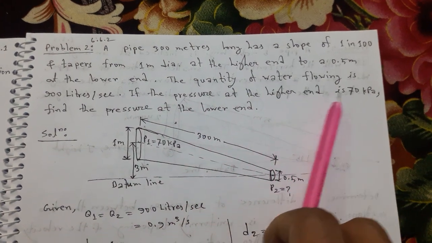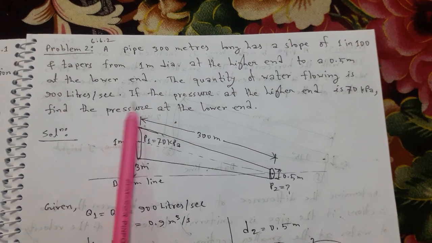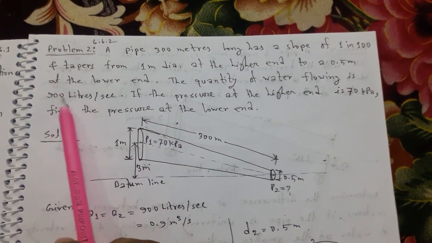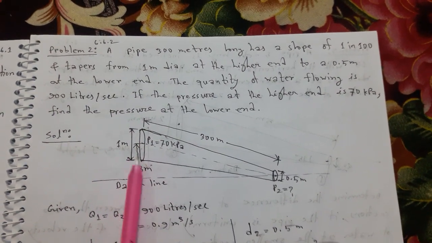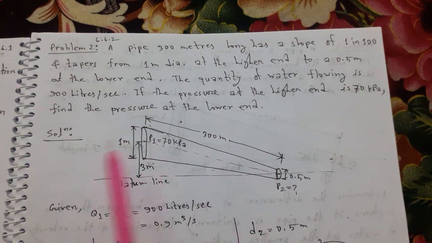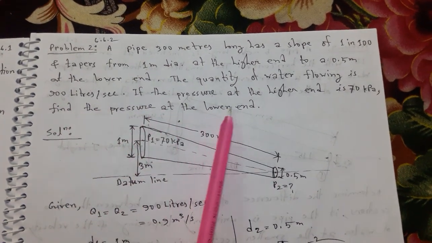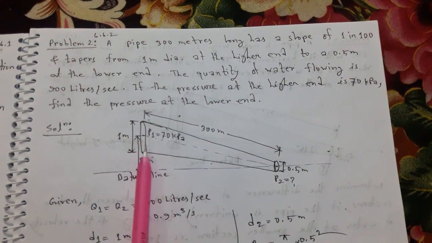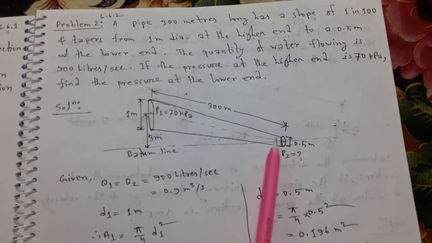The quantity of water flowing is 900 liters per second. That means the discharge Q1 equals Q2 is 900 liters per second. If the pressure at the higher end is 70 kilopascal, find the pressure at the lower end.